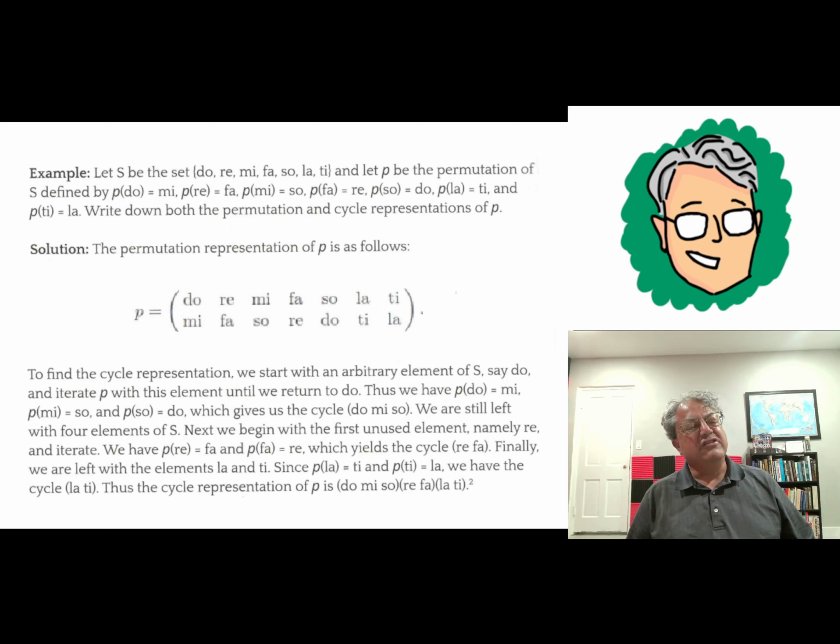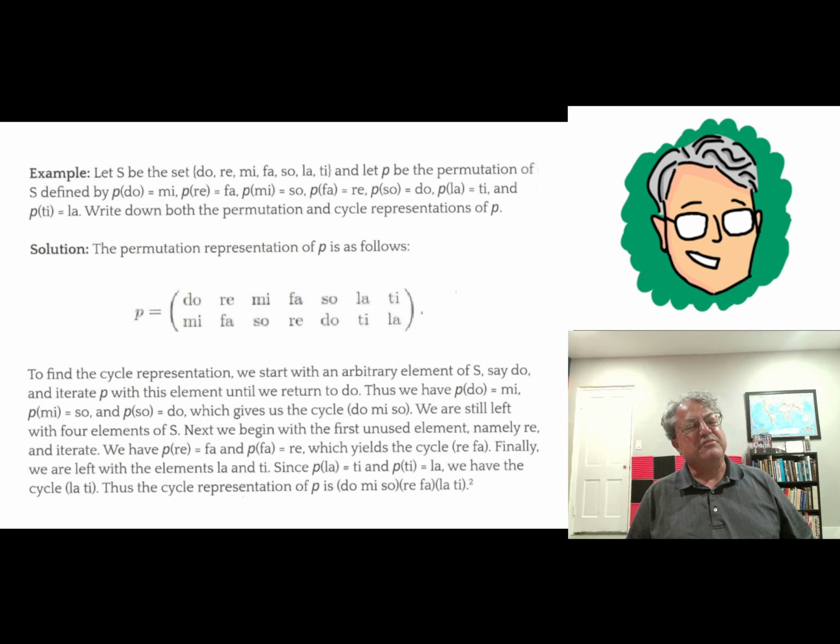And here this permutation I'm defining maps do to mi, re to fa, mi to so, so to do, la to ti, and ti to la, and fa to re. So that's what P does. Those are the ways that each note gets mapped. And that's the permutation representation.